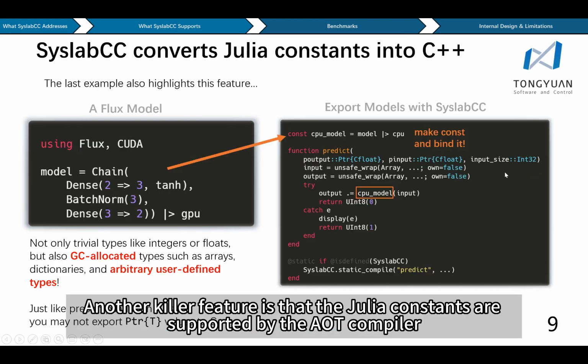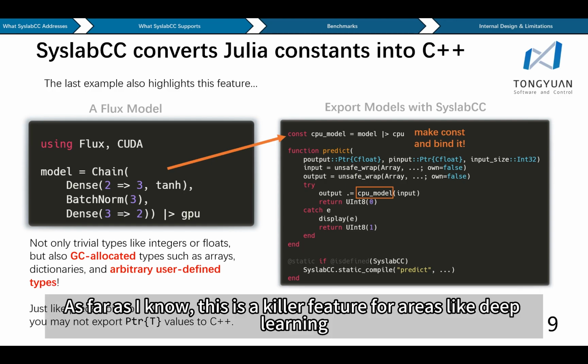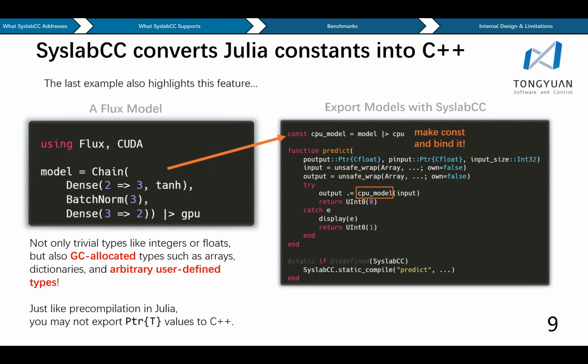And another key feature is that Julia constants are also supported by the AOT compiler, not only for trivial types like integers or floats, but also for heap allocated objects such as arrays, dictionaries, and user-defined types. As far as I know, this is a key feature for areas like deep learning and traditional simulations, where the whole model with Julia parameters can be directly saved into the generated C++ code.